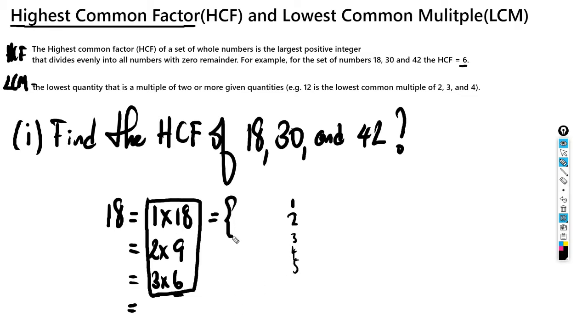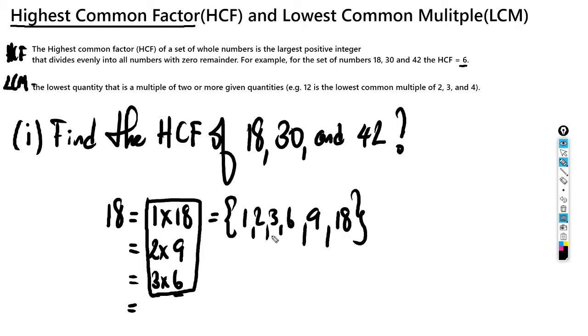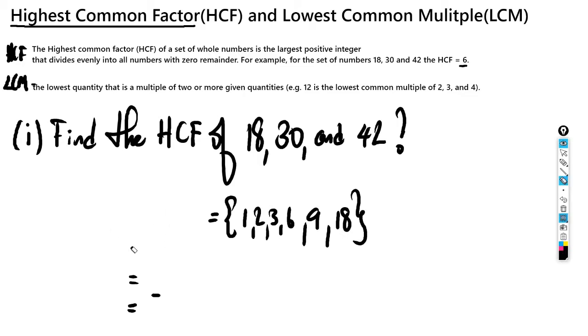So the factors of 18 would be 1, 2, 3, 6, 9, and 18. So these are the factors of 18.